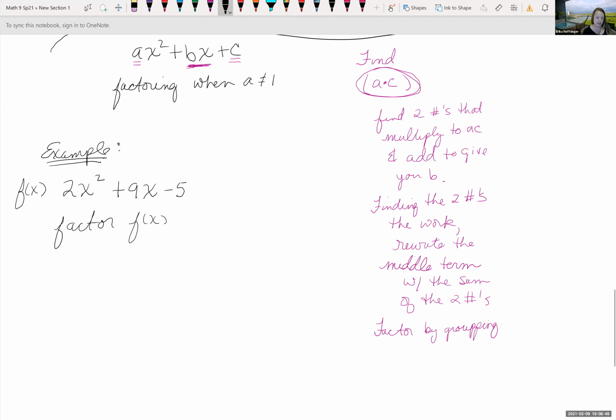Okay, so let's look at a quick example of factoring using this rule. Let's say we have f of x is equal to 2x squared plus 9x minus 5, and we want to factor f of x. First thing we're going to do is look at a times c. My a value is 2 times my c value, my constant, and carry the coefficient in front, so negative 5. So a times c, 2 times negative 5, is negative 10. So we're looking for two numbers that multiply to give me negative 10 and add to give me my middle term, which in this case is 9.